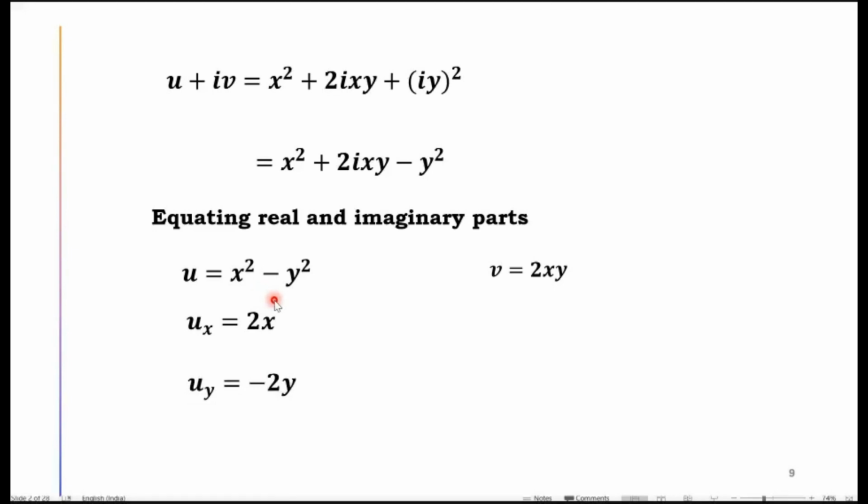Similarly, now v को differentiate करना है. v is equal to 2x. So what is vx, partial derivative of v with respect to x? Yes, 2y. So vx is equal to 2y and vy is equal to 2x. ठीक है? Right? Understood till here what we have done? Replaced f of z by u plus iv, z by x plus iy, equating real and imaginary part.